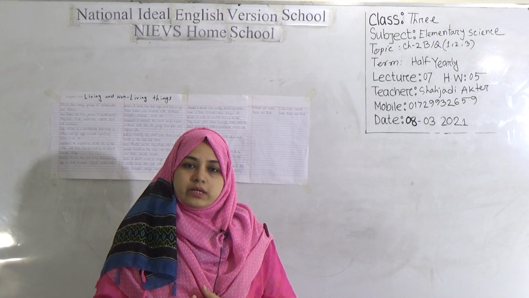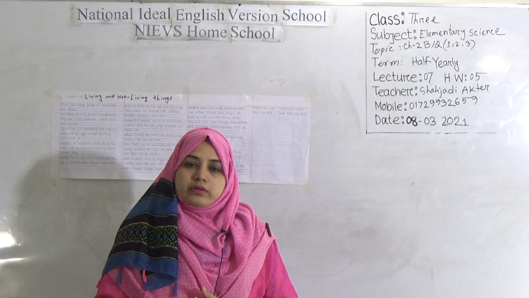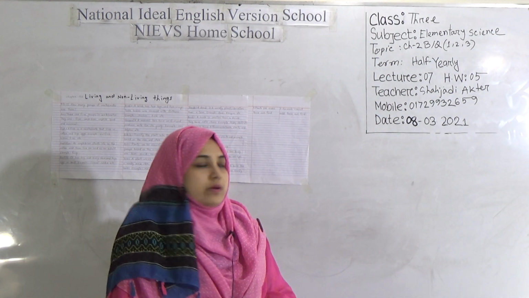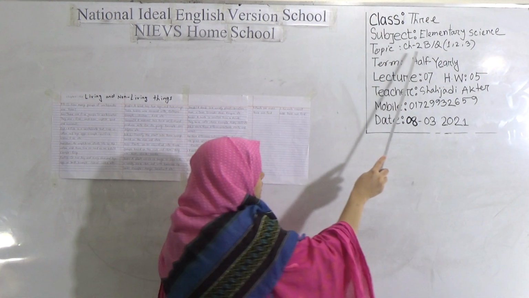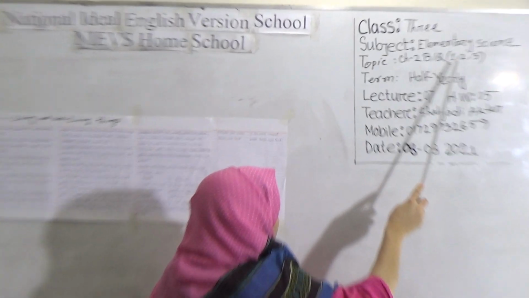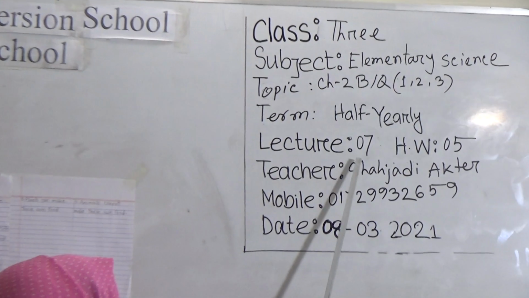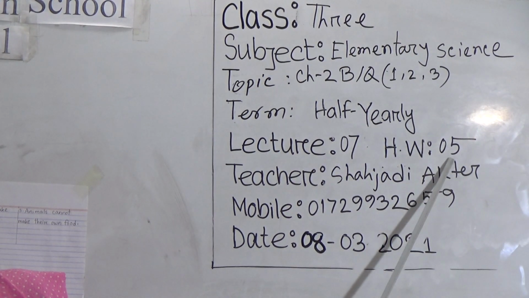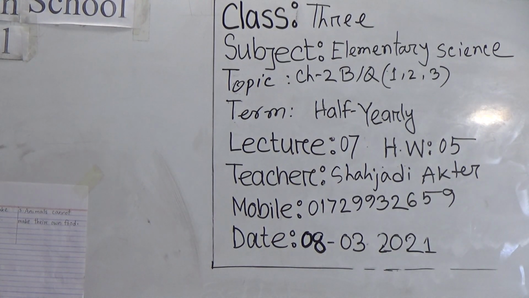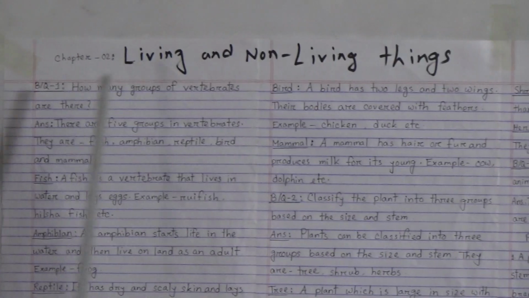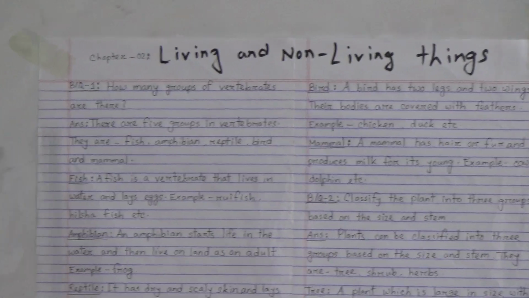Today I am going to take an elementary science class for class 3 students. My dear students, our today's topic is Chapter 2, Broad Question Answer 1, 2, and 3. Our today's lecture number 7 and SW number 5. Let's start our class. Chapter 2, Living and Non-Living Things. We'll discuss today broad question number 1, 2, and 3.